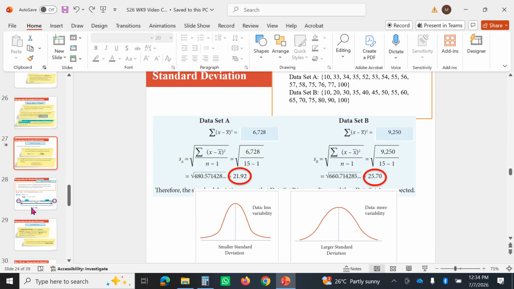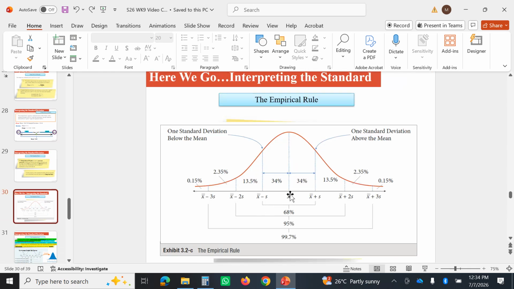21.92. Let's say 22, right? So whatever your mean is, subtract 22, and whatever that number is, subtract 22 again, and that's the boundary for the second standard deviation. And on the other side, I would add 22, add 22, and whatever that number is. So 95% of the total population falls within 2 standard deviations, and 99.7% of the population exists within 3 standard deviations.